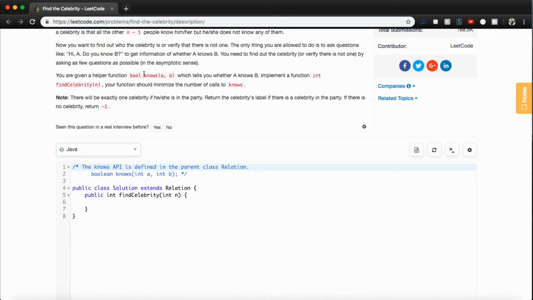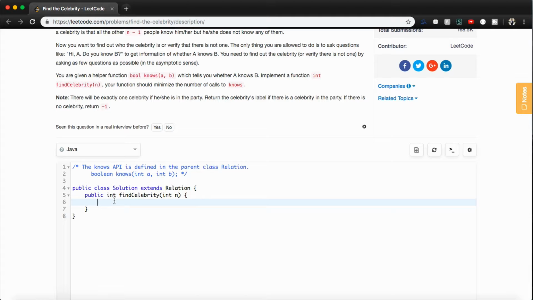With this knows function, we figure out two things. If A knows B, A can't be the celebrity, and if A doesn't know B, A could be the celebrity. I think that's the main takeaway from this helper function. Given that, we can start formulating a solution. If A does know B, that means B can be a celebrity. So they're kind of like a candidate, someone who could potentially be a celebrity for us. Vice versa, if A doesn't know B, A could potentially be a candidate for us.